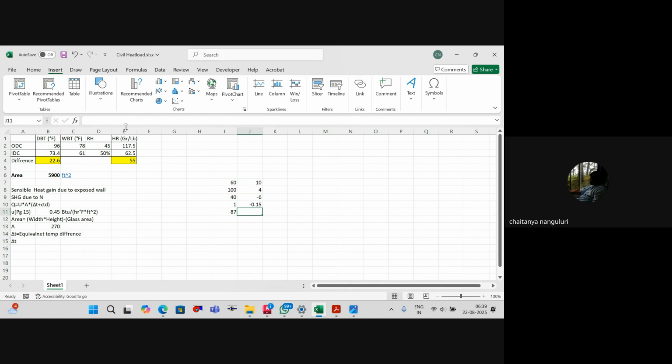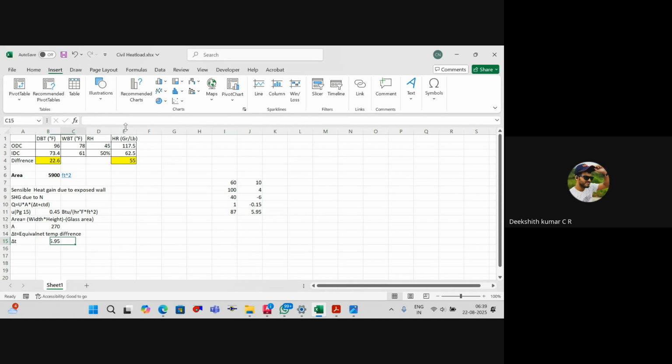So 87, I can always write as 60 plus 27, since 87 minus 60 is 27. So it is equal to 10 plus, as I already taught you yesterday, 27 into this value, minus 0.15. So automatically it will be 5.95 as a value. You agree? So equivalent temperature difference I got is 5.95. This is our equivalent temperature difference. Understood or not?